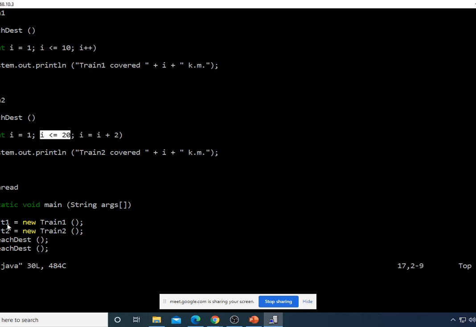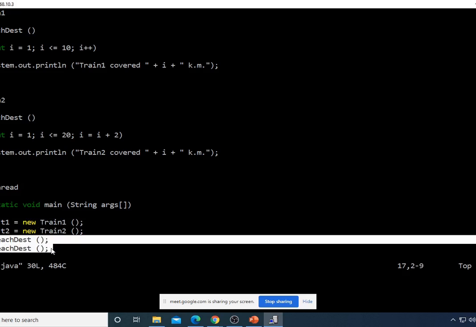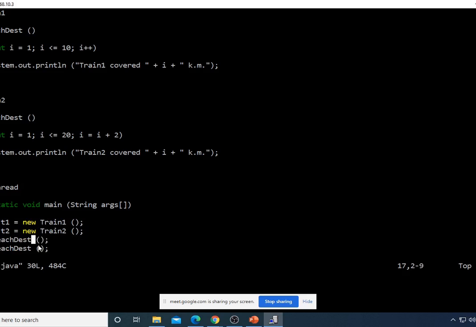Now coming to the main function, I have created objects of train1 and train2, and then I am invoking the member function, reach destination, on each of those objects. When we execute this command, the first output will be from reach destination defined in the train1 class. Correct? Because this program execution occurs in a serial way.